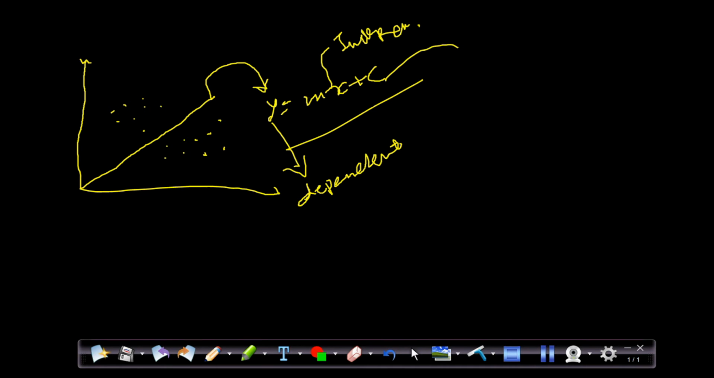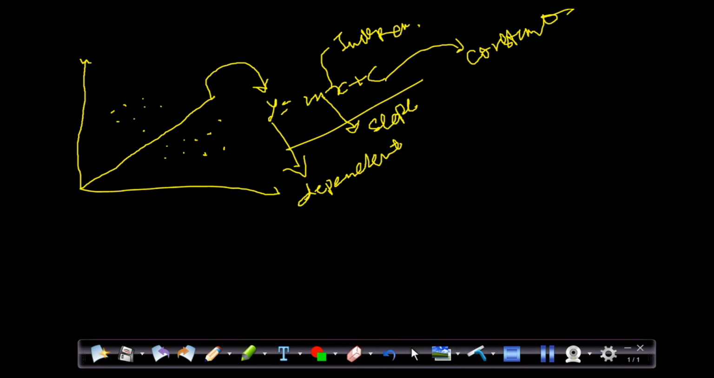And this c is some constant value. You can also call it an intercept, and this m is our slope. So this was all about the equation of our straight line. This is the independent variable.